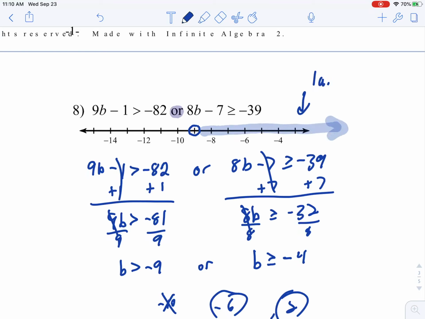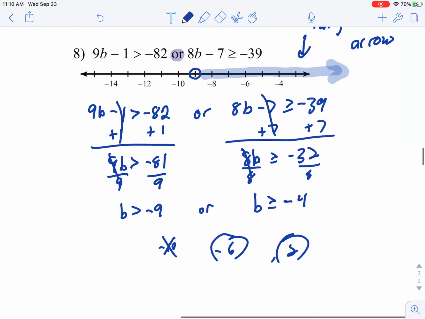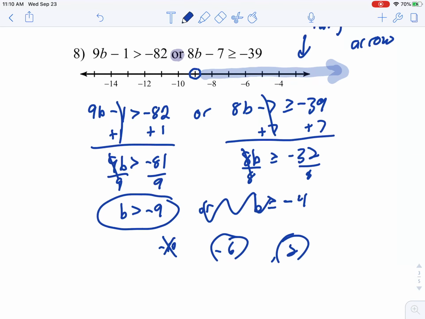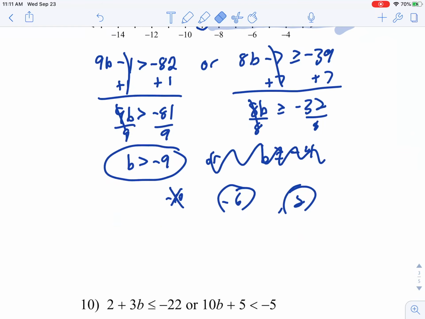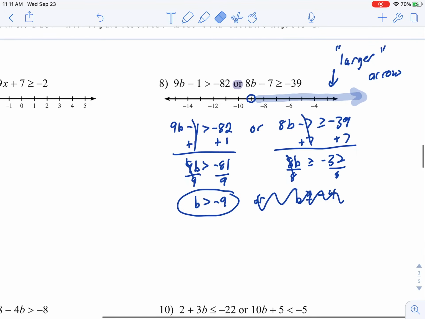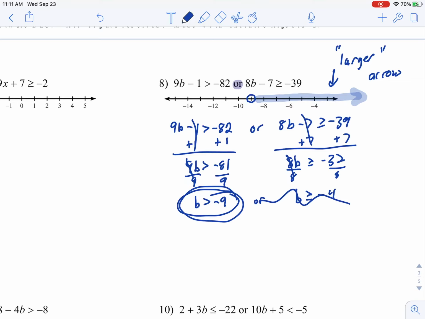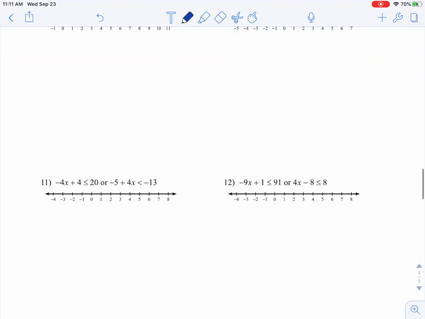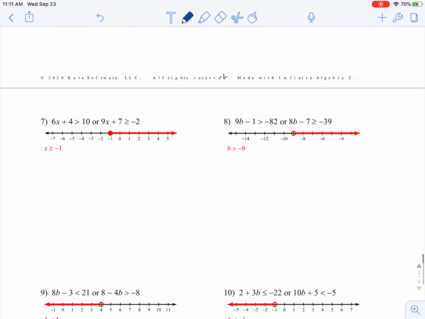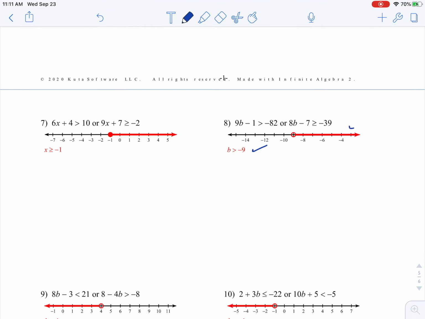So it's the larger arrow. The larger arrow came from this part of the inequality. So the rest of the solution is extraneous. We don't need to include that. So the only answer is b is greater than negative 9 because, once again, a number that's greater than or equal to negative 4 is already greater than negative 9, so it's redundant to say it twice. So that should be our answer. Let's check number, what was that, number 8? And there it is. Check, check.